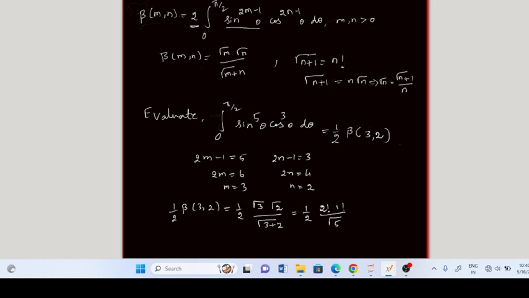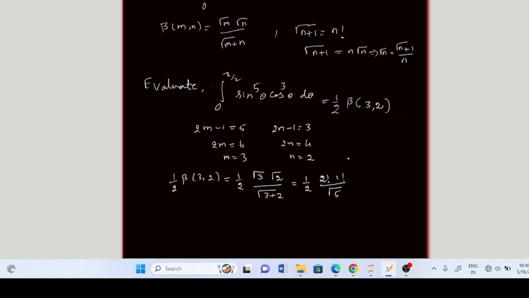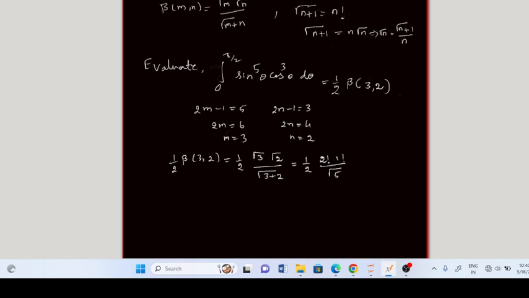So here we simplify: 1 by 2 into 2 factorial, which is 2, into 1 factorial, which is 1, dividing by gamma 5. Gamma 5 is nothing but 4 factorial, which can be written as 24. So we can cancel these two. We must get the answer 1 by 24. Now we use Python programming to check whether we get the same answer.